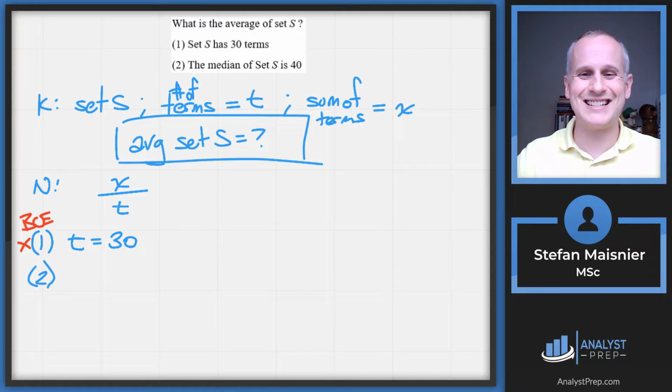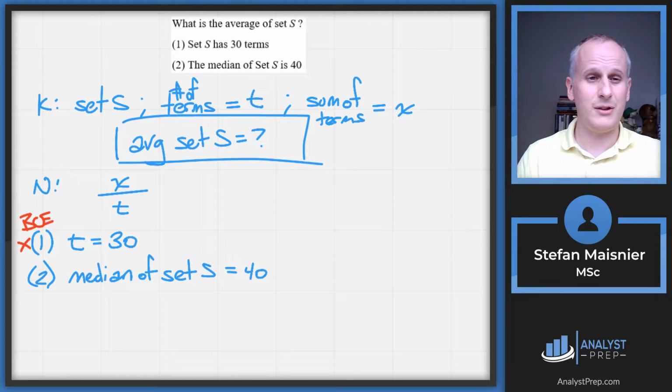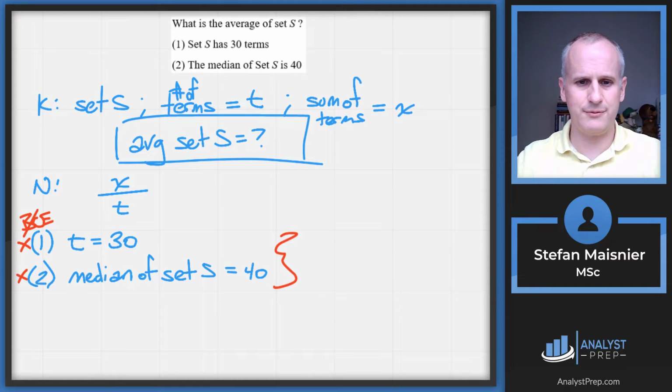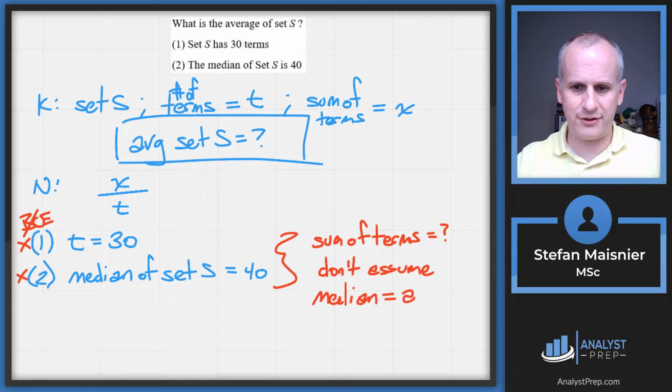Then condition 2 tells us that the median of set S is equal to 40. Well, by itself, that doesn't tell me anything. It isn't even the average. So that's out. And we can, of course, eliminate choice B. Then when we combine the two, well, I still don't know the sum of the terms. So I can't solve, and I don't know that the median is equal to the average. So don't assume that the median here is equal to the average, because we don't know.